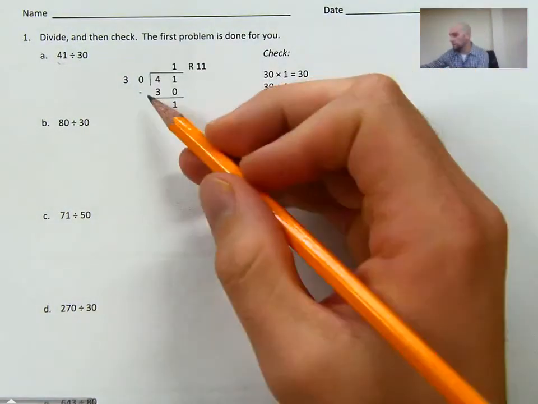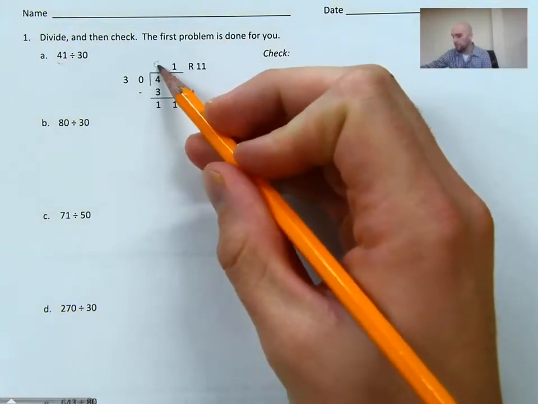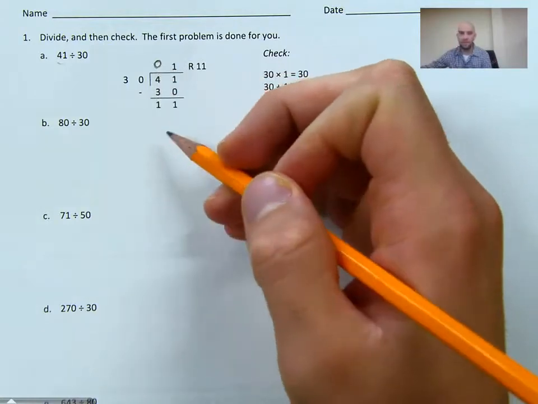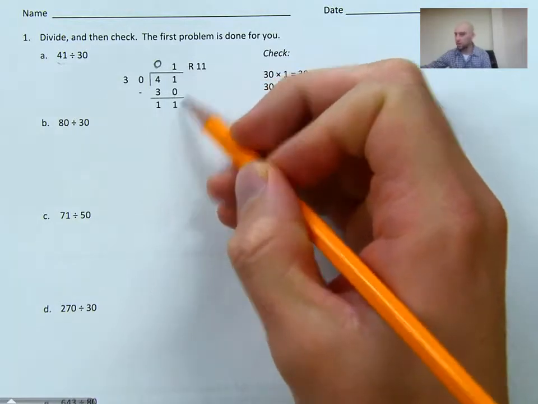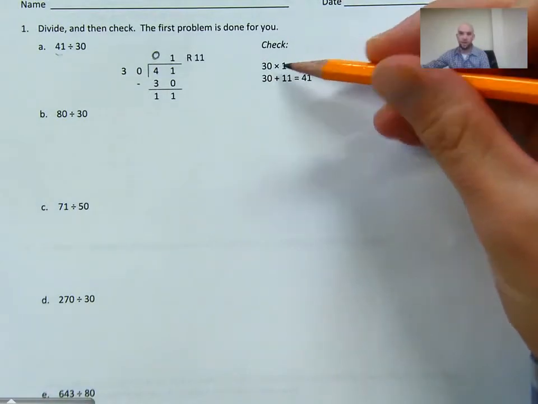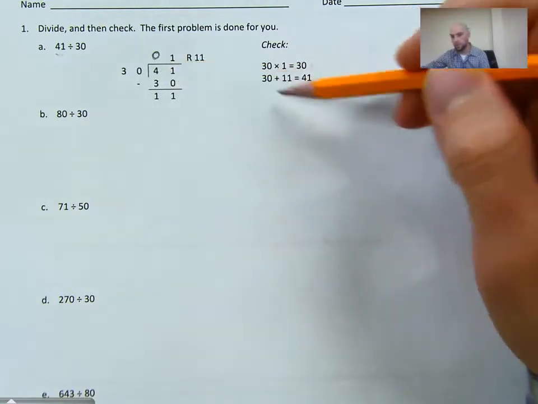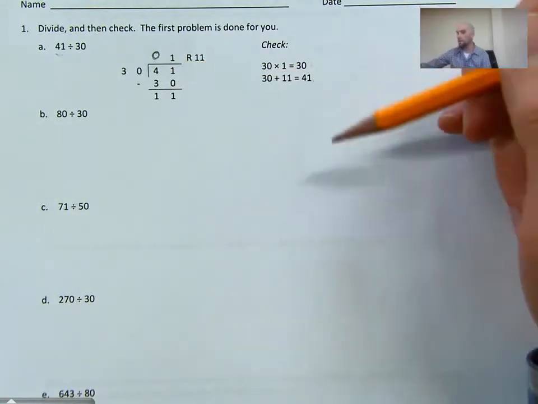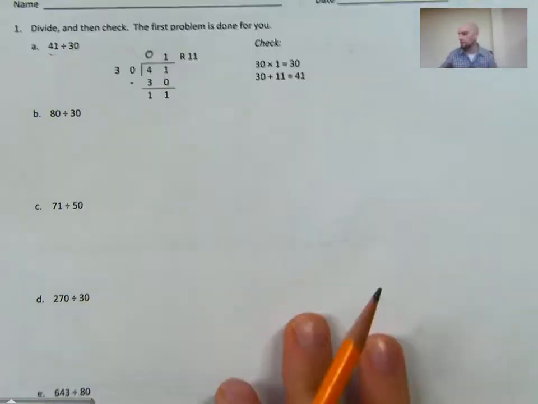Here they did 30 going into 41. Well, 30 can't go into 4. Sometimes we would put a 0 right here, if that makes things easier. 30 goes into 41 one time, and then we subtract our 30, and we have a remainder of 11. They've also checked their work here, so we have 30 times 1, plus our remainder 11, and we should get 41. We should get our dividend when we check with multiplication, because multiplication is the inverse of division. We'll walk through that step by step in our next few problems.